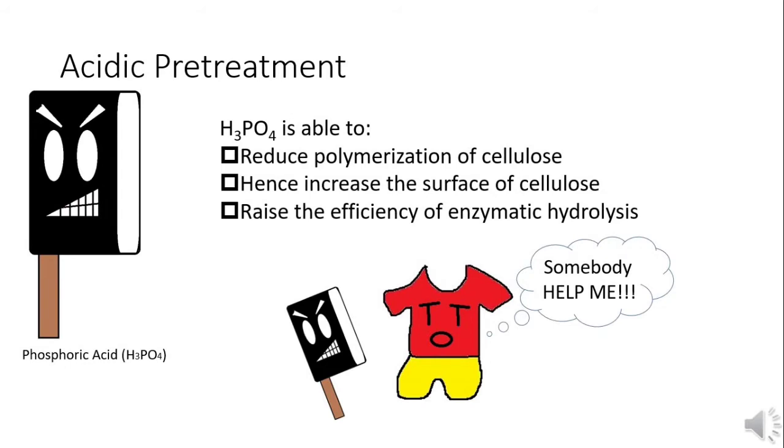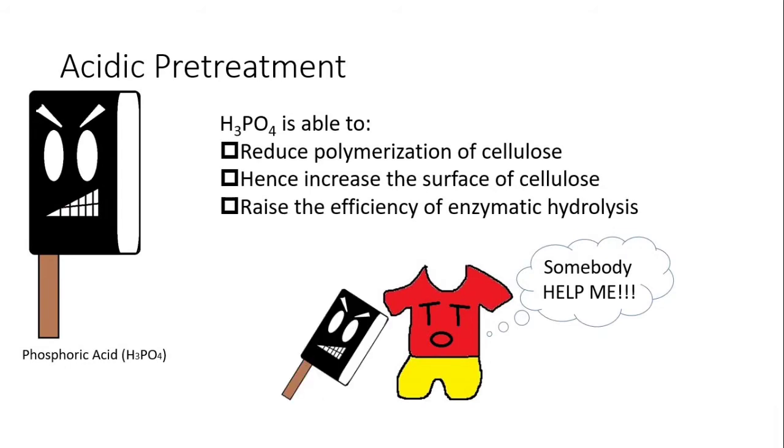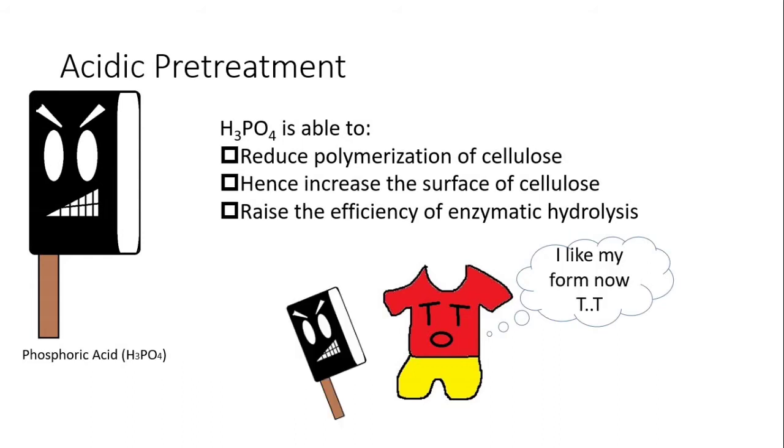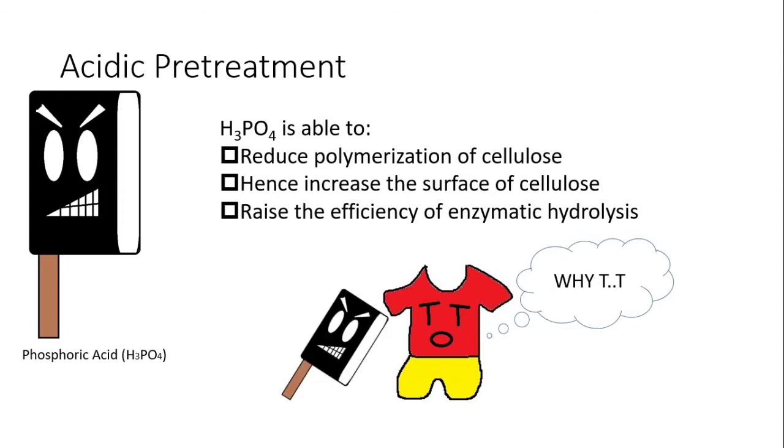Phosphoric acid is the acid used in the acidic pretreatment method. Similar to sodium hydroxide, phosphoric acid can act as a solvent for crystallized cellulose dissolution. The process of diluting phosphoric acid can reduce the degree of crystallinity and polymerization and increase the surface area of the cellulose in order to raise the efficiency of enzymatic hydrolysis.